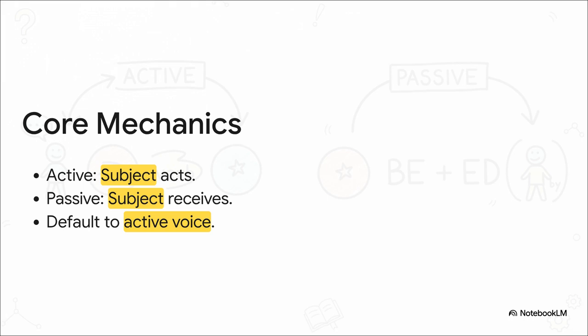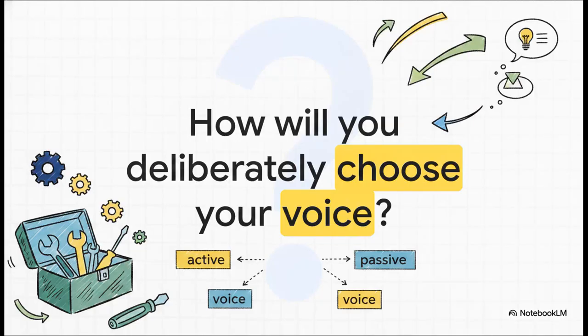But don't count the passive voice out. It has true strategic storytelling power when you really need to emphasize a result, or when you just don't know who did the action. Which leaves us with this final question to chew on. How will you deliberately choose your voice to shift perspective in your next piece of writing?